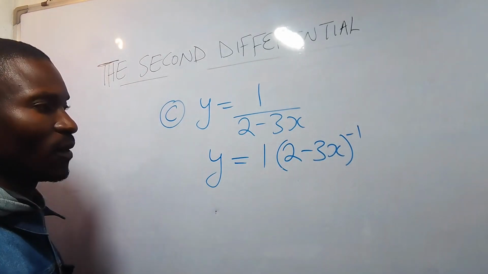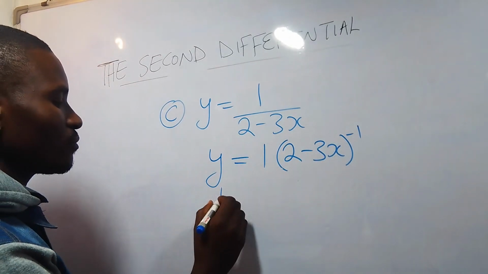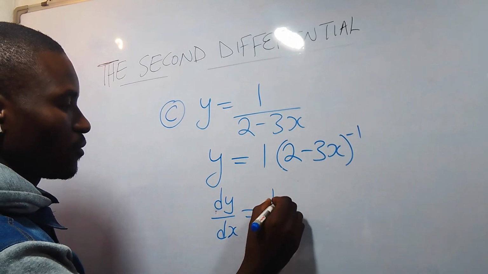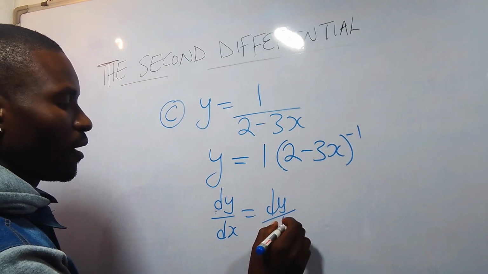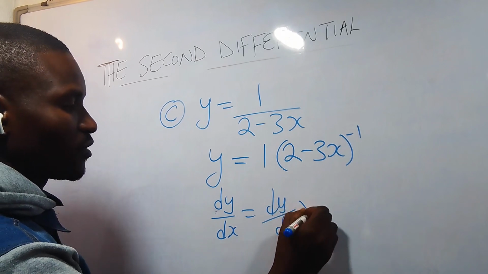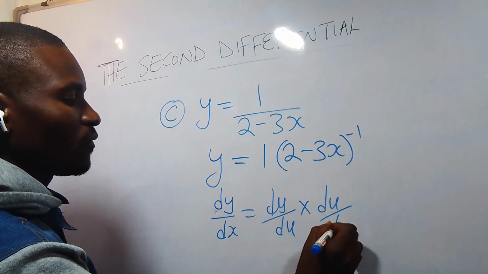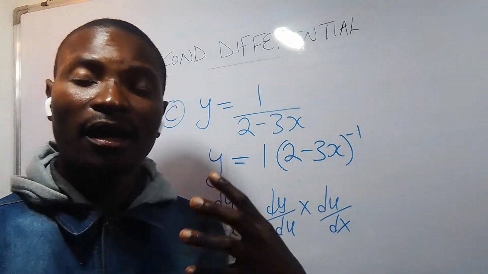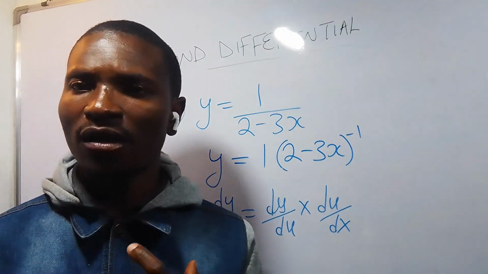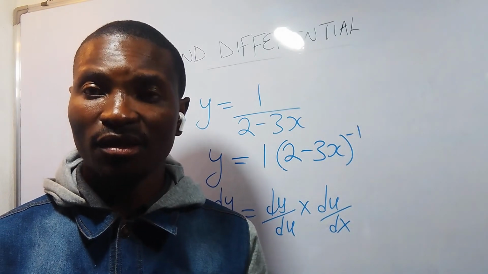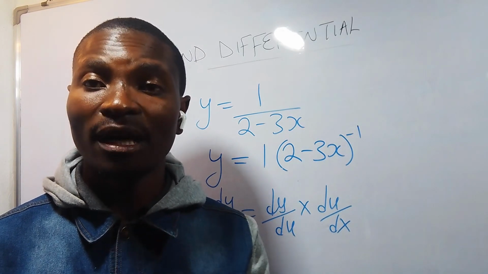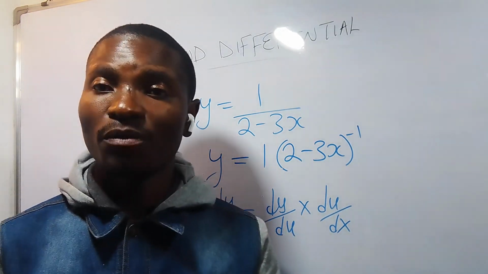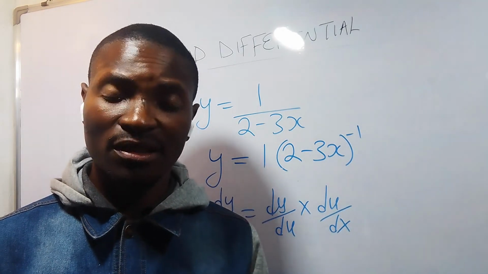Now from there, you can simply say dy over dx equals dy over du multiplied by du over dx. That's the formula. Remember, this is something that we did in the previous video, and we call it the combined function. So make sure you go back to the videos if you didn't understand what we mean by combined function or composite functions.